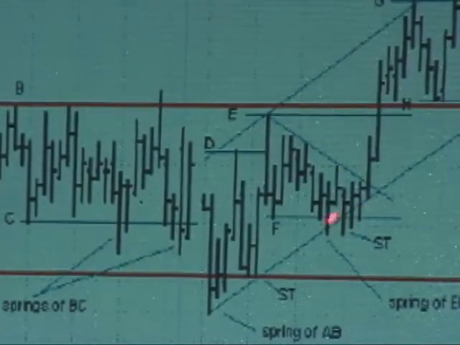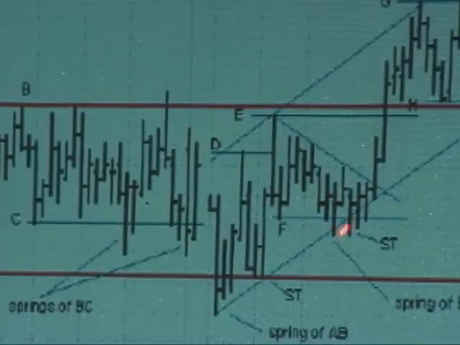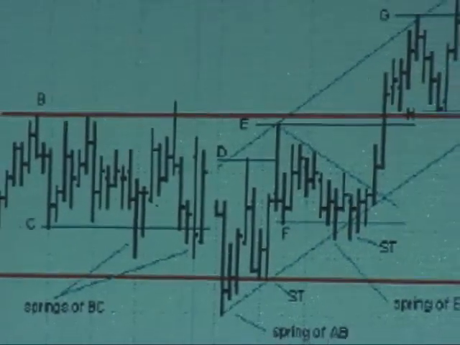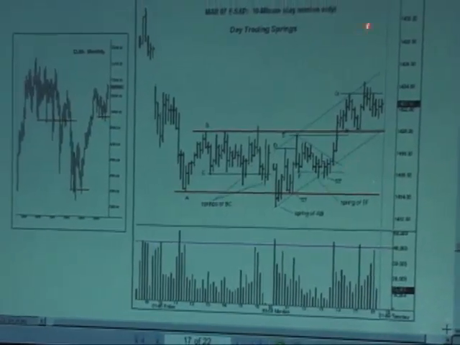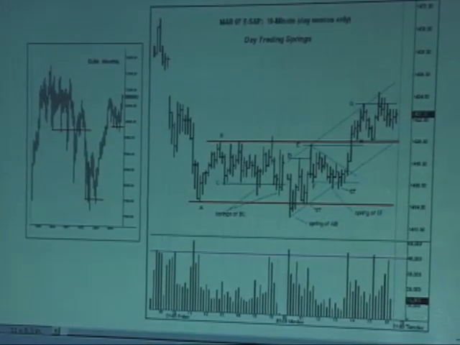And look at the position of the closes. This is a 10-minute chart. The position of the closes are well off the low. What does it mean? There's buying there. There's persistent buying down here. That's why it's closing off the low. Someone doesn't want it to go lower, and they're big enough to stop it. And then we get the pop, the spring, fast and furious.